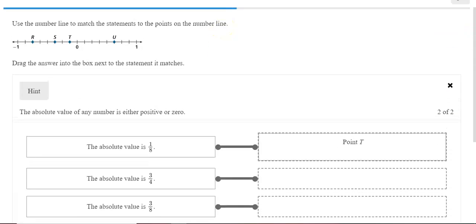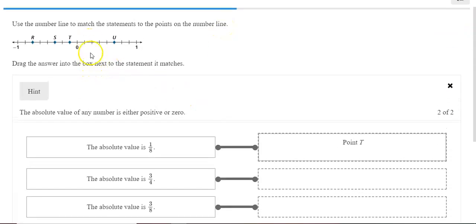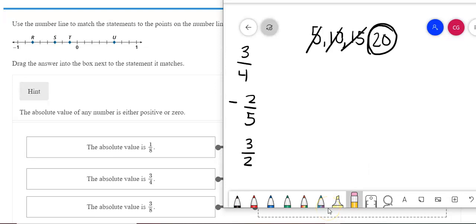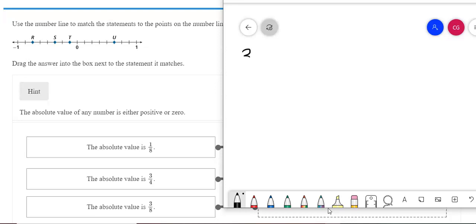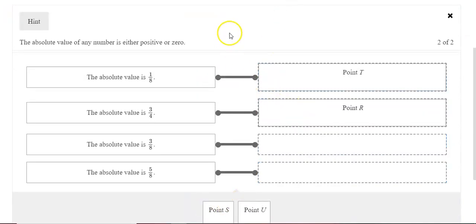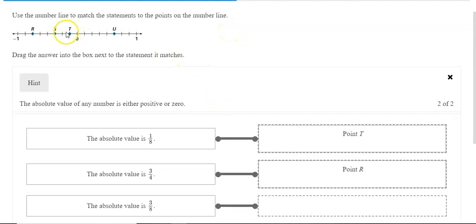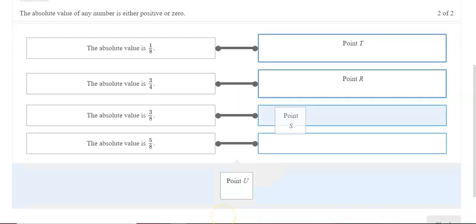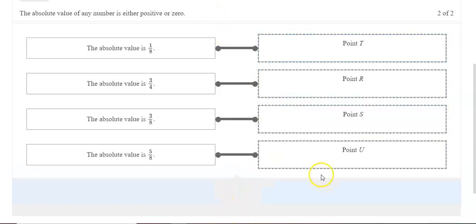The absolute value is 3/4. If I multiply this by 2 to make the 4 an 8, I'm going to show you that on our work page so you can see that. Since we're counting by 8s, I need to change this denominator into an 8. So that would be 6/8, and the opposite is negative 6/8. So 1/8, 2/8, 3/8, 4/8, 5/8, 6/8. So that one is R. We have 3/8. So 1, 2, 3. That is S. And our last one then has to be U.